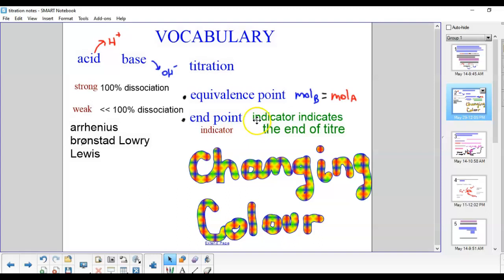An indicator, which we looked at earlier, will change color, and if we've chosen the correct indicator, that will tell us the endpoint, because the endpoint, this color change, will happen very closely to when the moles of acid and base are equal to each other. One of the jobs of a chemist is to pick an indicator that has its endpoint near the equivalence point.